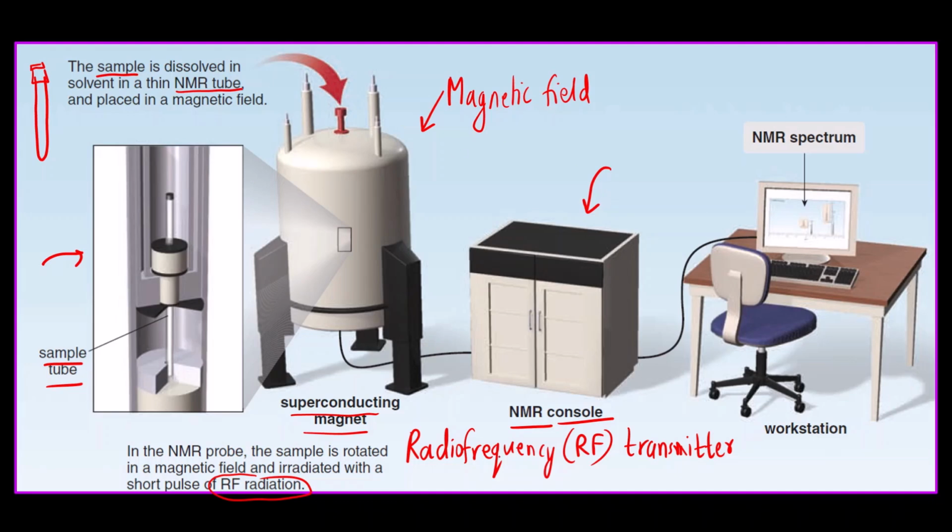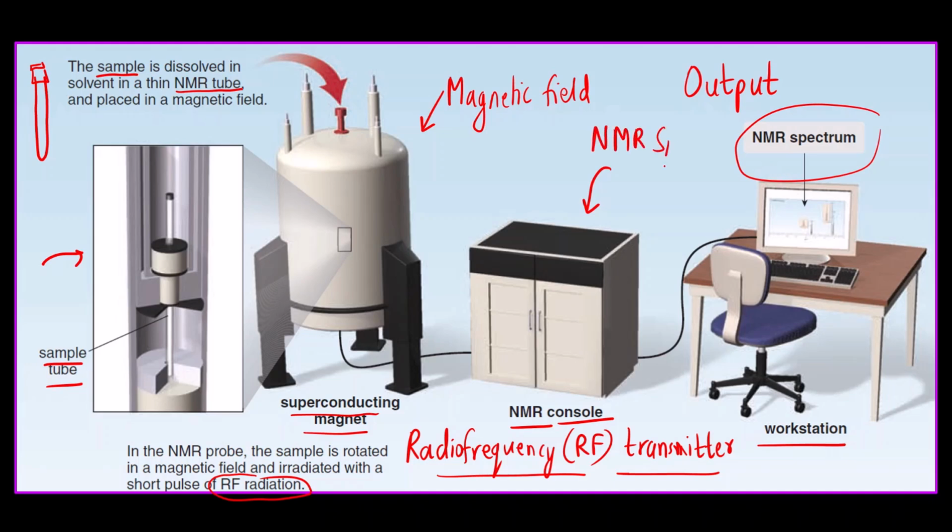So from the NMR console, the RF transmitter is connected to a workstation, that is the computer, or the output, where you will get the NMR spectrum. When you can see the NMR spectrum, you can do the qualitative analysis. Qualitative analysis means knowing the structure of the unknown compound or unknown sample, with the help of the NMR spectrum.